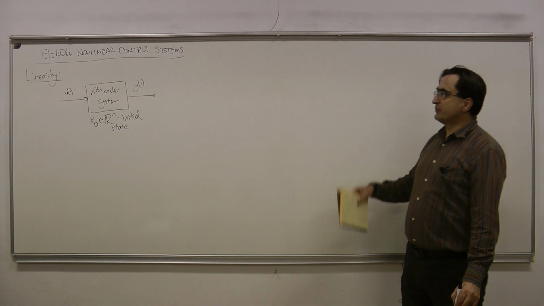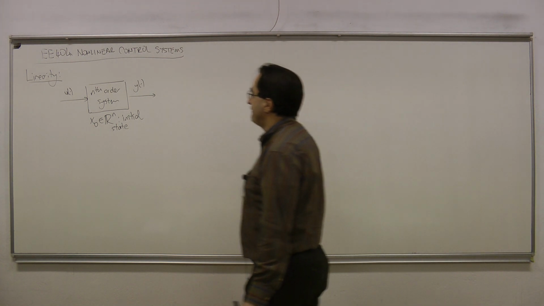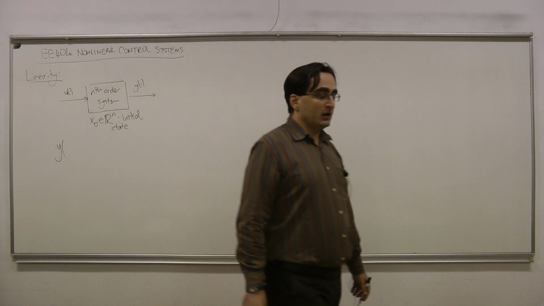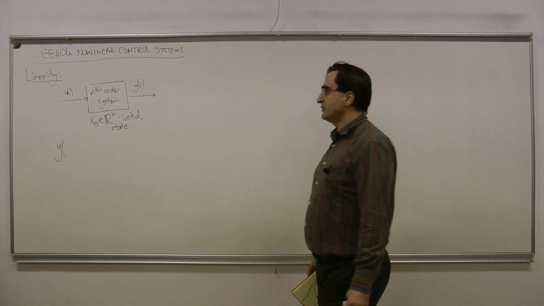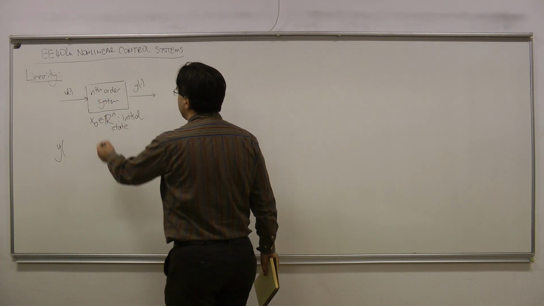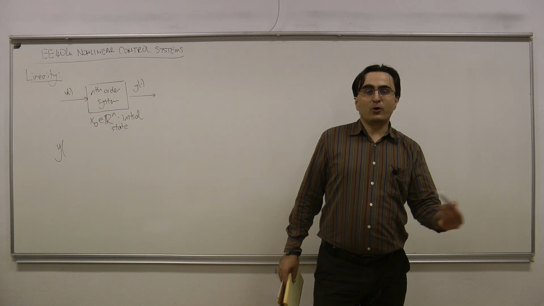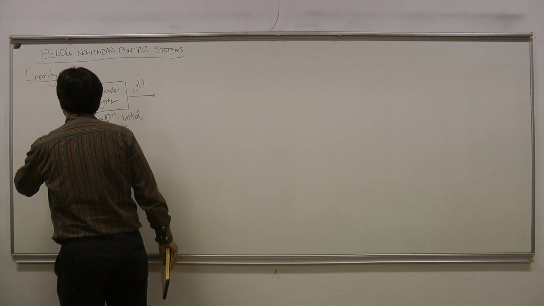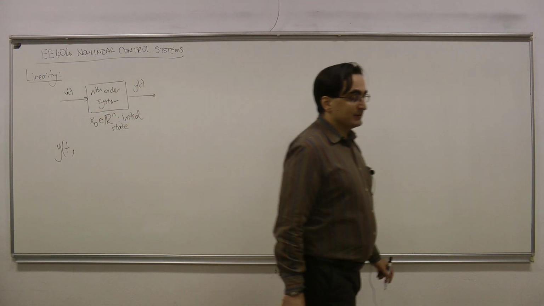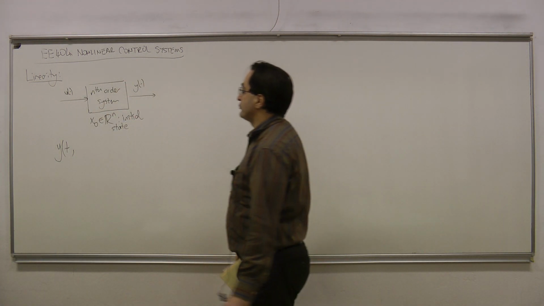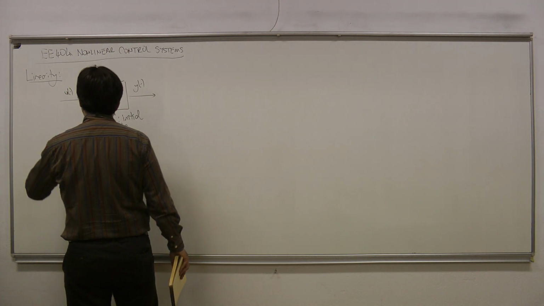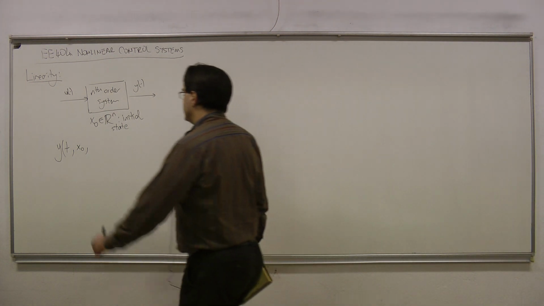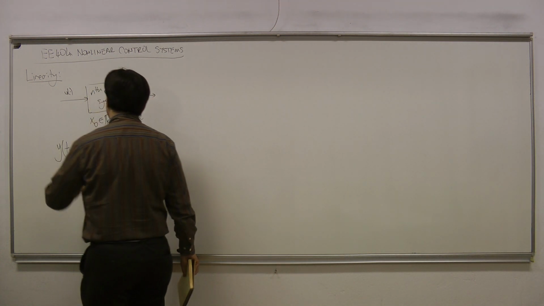Then the output of this system is a function of several quantities. This is an abstract system, and I would like to form the output of this system as a function of its input, initial state, and time. The first thing that the output is a function of is time. So output is a function of time, and the output is also a function of the initial condition, x0, and the output is also a function of the input. So I have u here.